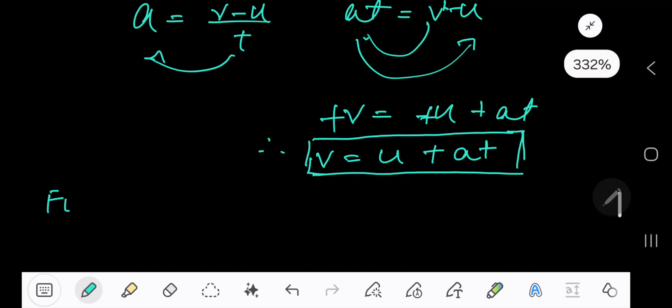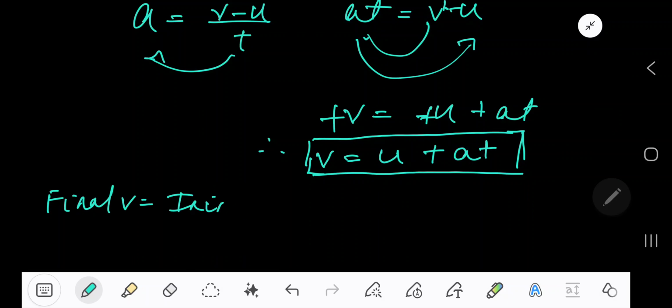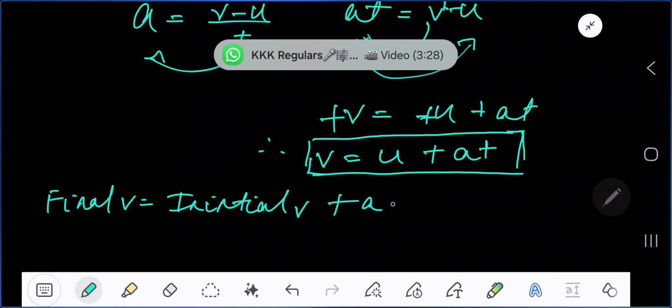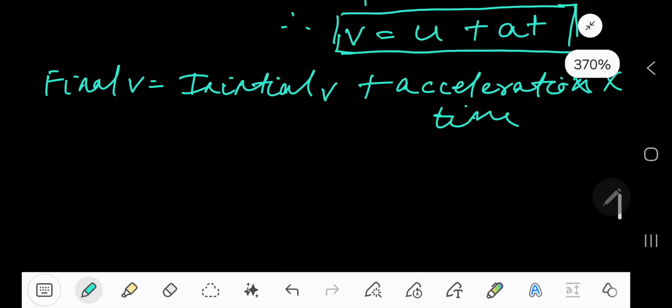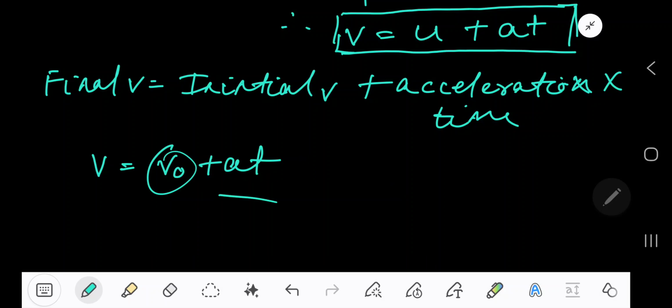The final velocity equals the initial velocity plus acceleration into time. You may also call this equation v equals v0 plus at, v0 being the initial velocity.